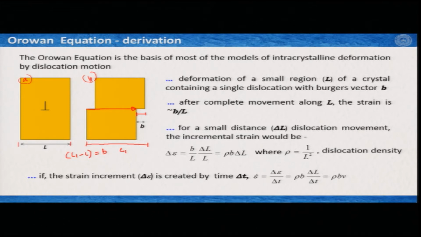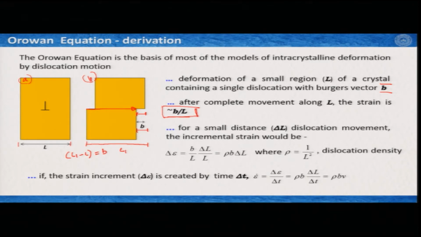If we try to theorize it, the deformation of a small region L in a crystal containing a single dislocation with Burgers vector b is exactly what we just talked about. When the movement is complete along this length L, then the strain is the Burgers vector divided by the initial length of the crystal. So, this is L1 minus L divided by L. This is the strain that we have generated by moving the dislocation from one end of this crystal to the other.